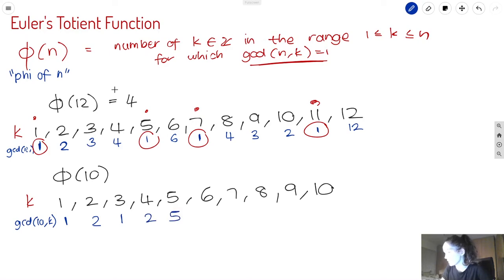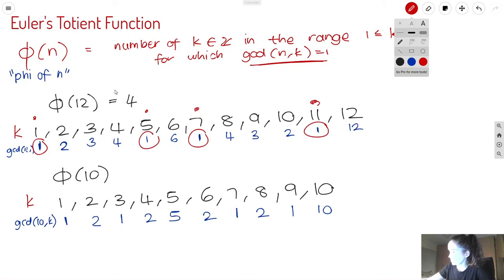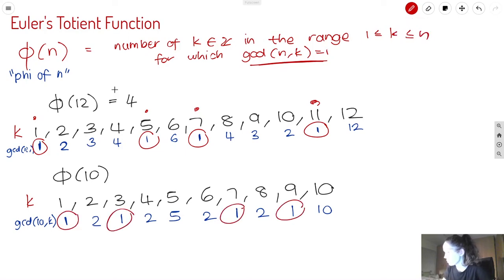6 and 10 will be 2. 7 and 10 will be 1. 8 and 10 will be 2. 9 and 10 will also be 1. 10 and 10 will be 10. So once again, the number of ones: 1, 2, 3, 4. So this answer is also going to be 4.